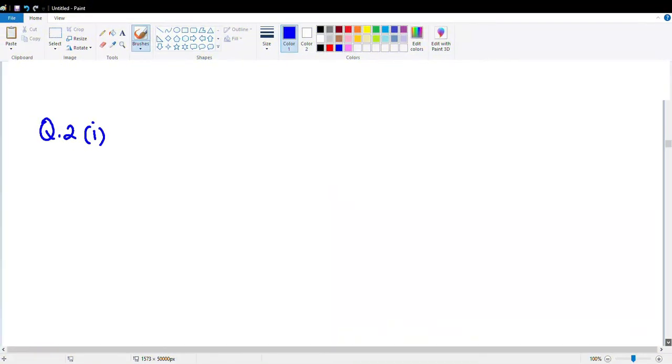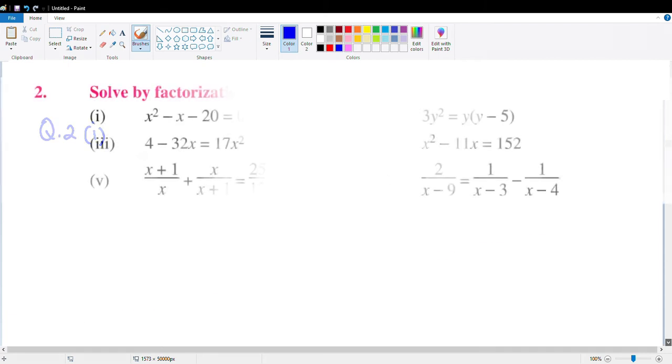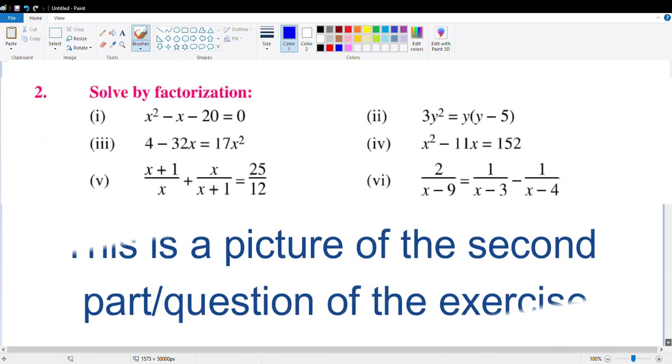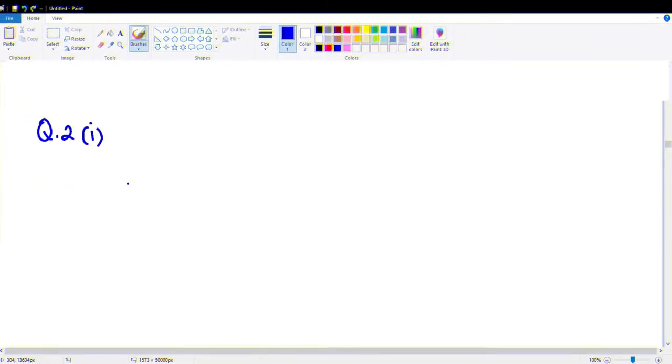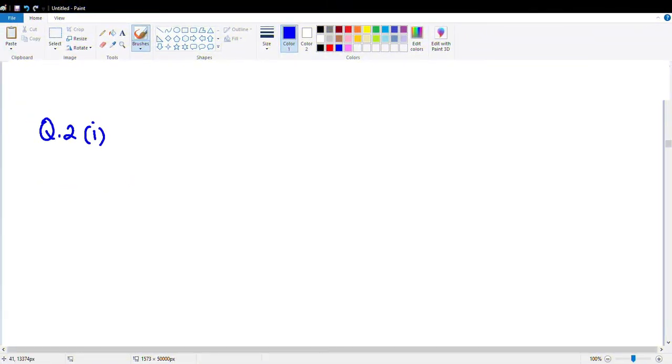So let's start the second question. We have to solve the following equations using the factorization method. I'm going to write the first part of the second question, which is x squared minus x minus 20 equals 0. And since we have to solve it using the factorization method, first we need AC.